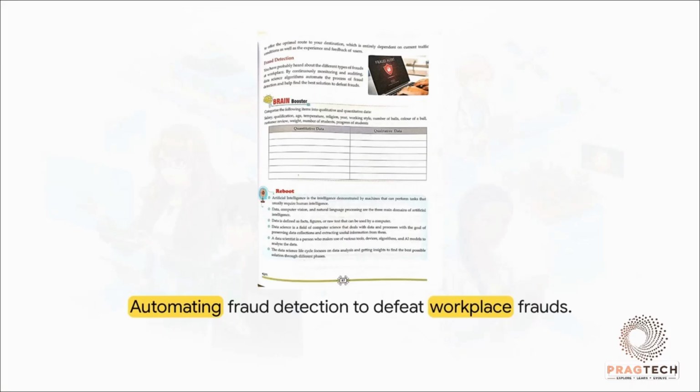But it's not just about convenience. It is a major player in security, too. You've probably heard about different types of financial fraud in the workplace. Well, by continuously monitoring and auditing, data science algorithms can actually automate fraud detection. It helps companies spot anomalies and defeat complex financial frauds before they do major damage.